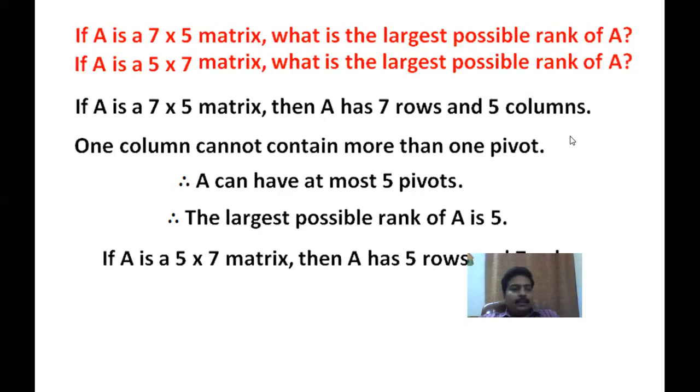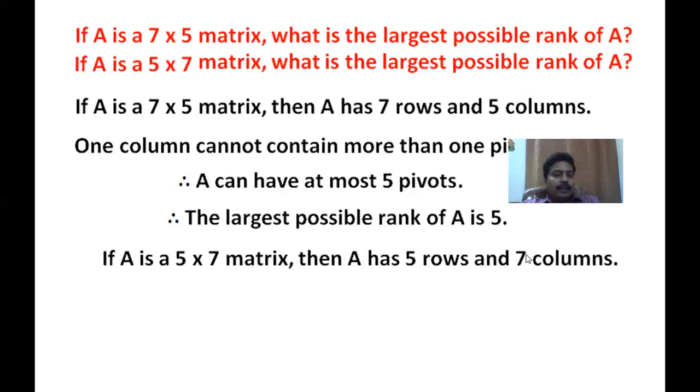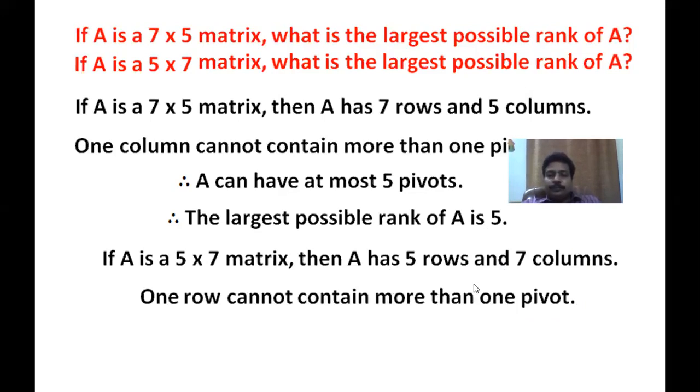So in the second case, where A is a 5 by 7 matrix, A has 5 rows and 7 columns. Here there are more columns than rows. But there are only 5 rows, and no row can contain 2 pivots. So since there are only 5 rows, A can have at most 5 pivots only, not more than that.